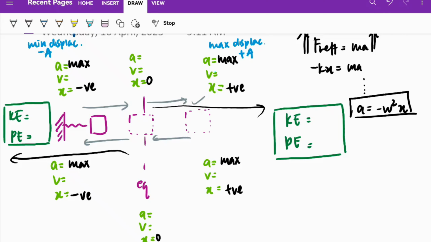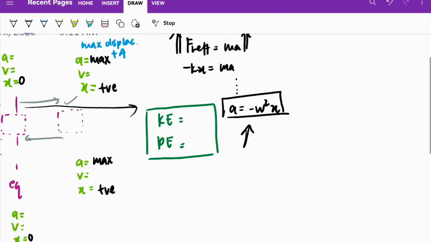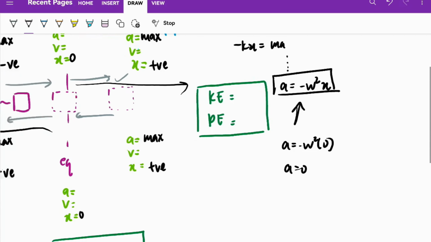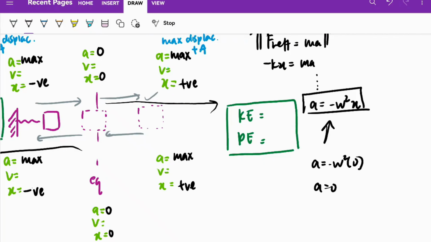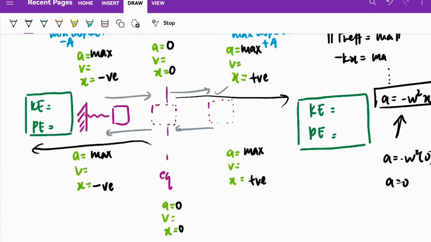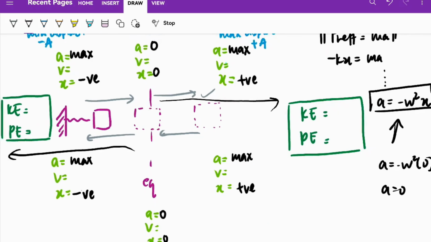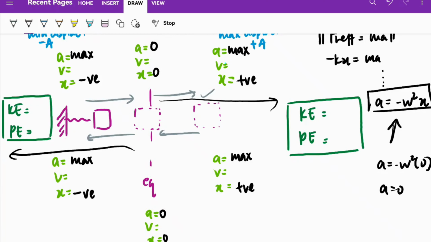Now what about equilibrium? The easiest way to know your acceleration at equilibrium is by using this formula. You know your displacement at equilibrium is 0 because you are at equilibrium. So if you sub in 0, you get a equals 0. So that means your a is 0 at your equilibrium. Another way to explain this is you are already at equilibrium. You don't need any restoring force. You don't need to restore anything, right? So of course you don't need any acceleration. That is why the acceleration is 0 at equilibrium.